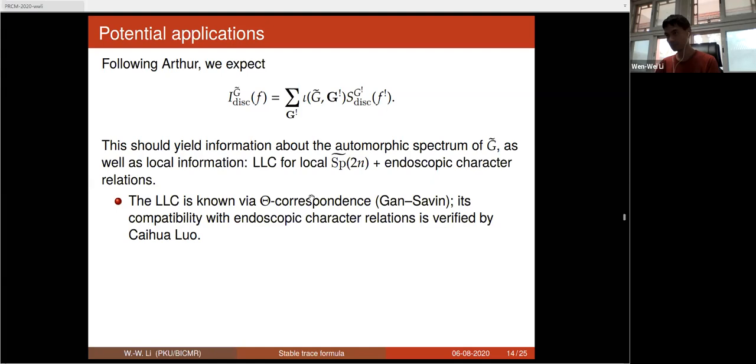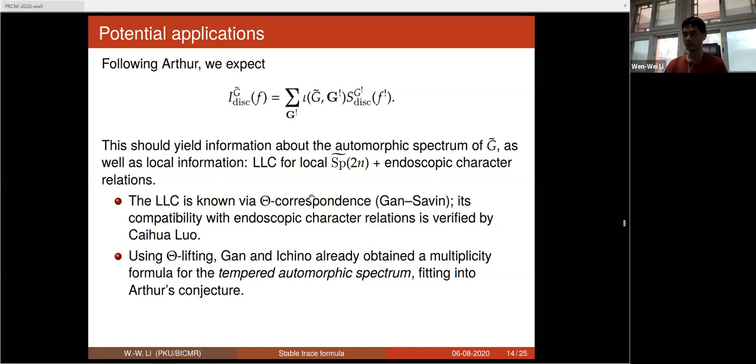For the global side, Gan and Ichino also obtained a multiplicity formula, but only for the tempered automorphic spectrum. And the resulting formula is almost compatible with Arthur's conjecture. It tells you the multiplicity of a representation in the tempered spectrum in terms of some local data, a global datum and the root number. But the problem is it's only for the tempered spectrum. I don't know if they can push it to the other representations. But anyway, we expect that the trace formula should give all the automorphic spectrum if we can stabilize it.